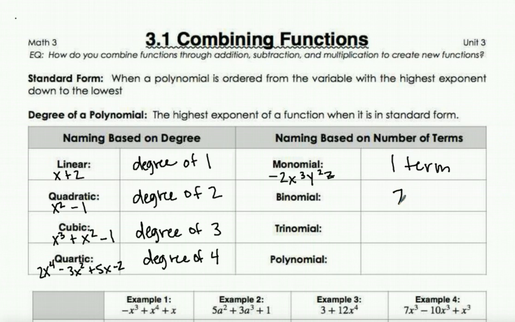A binomial is a polynomial that has two terms. And so an example of that could be like x to the third minus 7y squared. So notice that it's got two distinct parts. It's got x to the third and it's got negative 7y squared. A trinomial is a special type of polynomial that has three terms. And so an example of that would be like x to the fifth plus 2x squared minus 14.